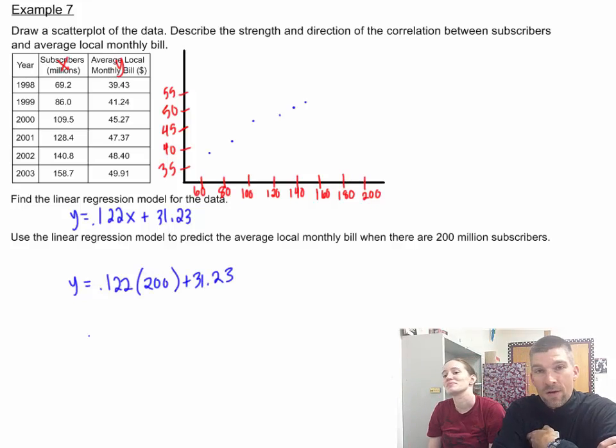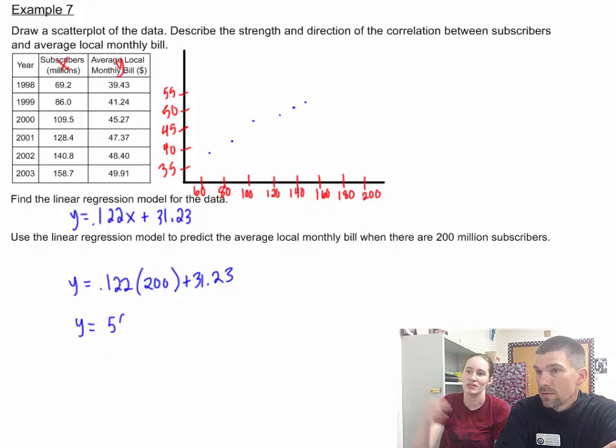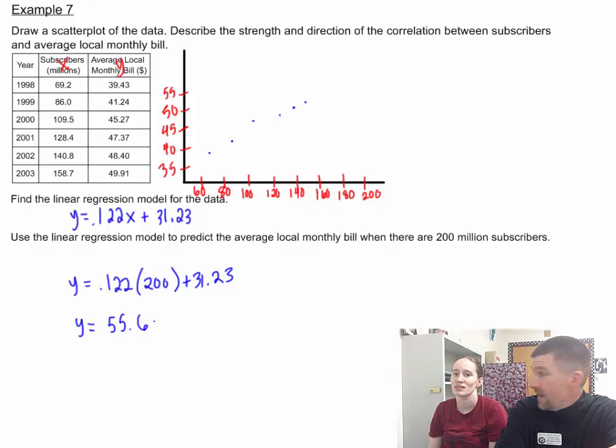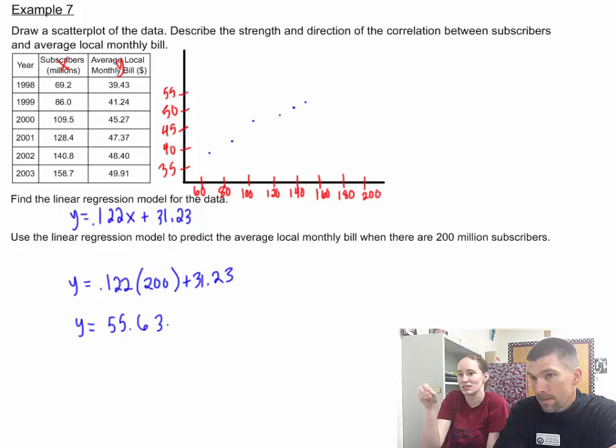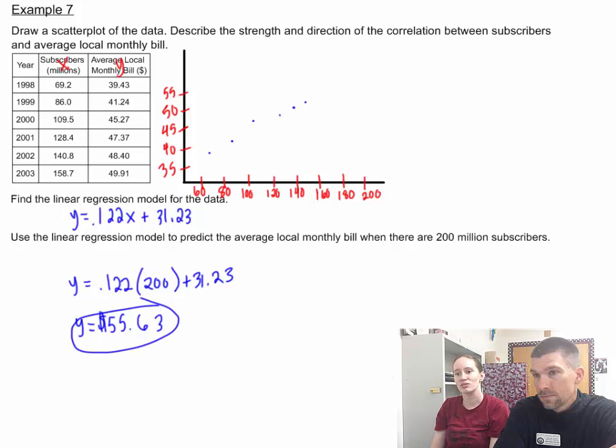So now we want to find what the price would be at 200 million subscribers. Subscribers was X, so we put in the 200 for X, because we know that. We want to know about 200 subscribers. So we plugged it in. We're working out the math right now. And so we end up with Y, which is the average local monthly bill, being 55.63.